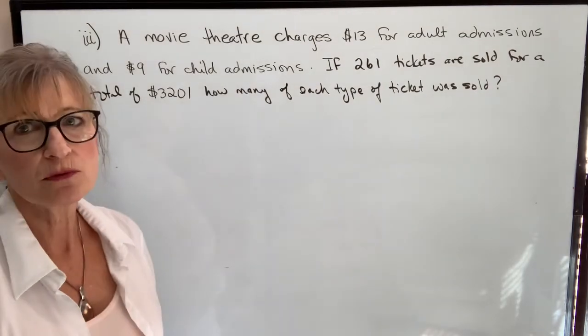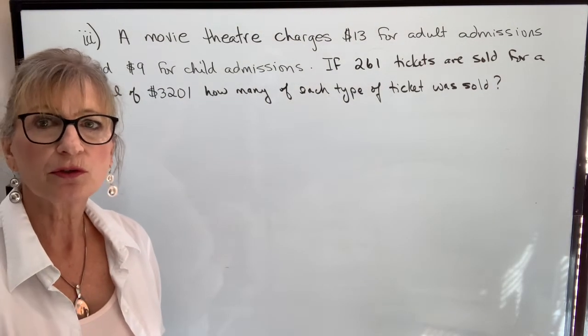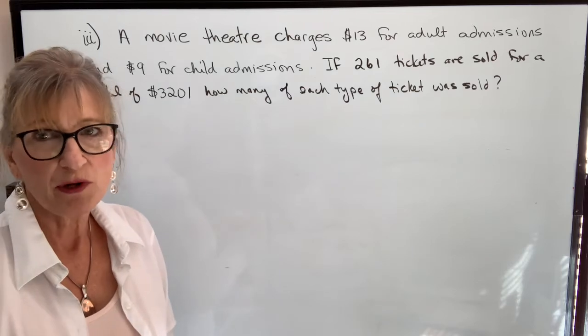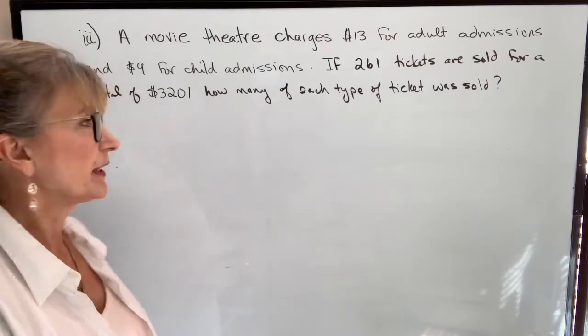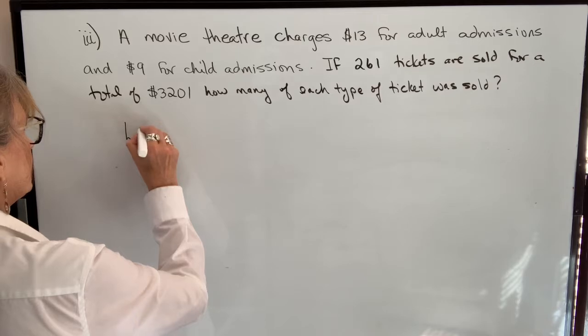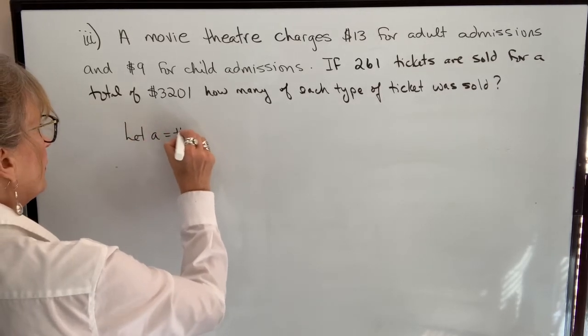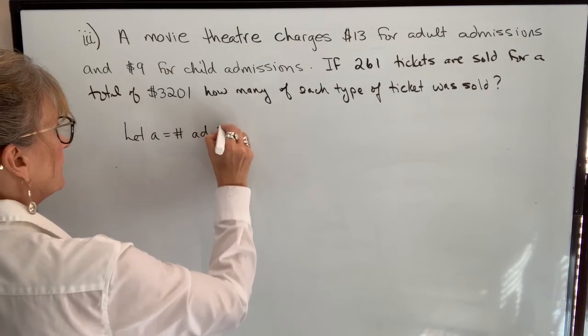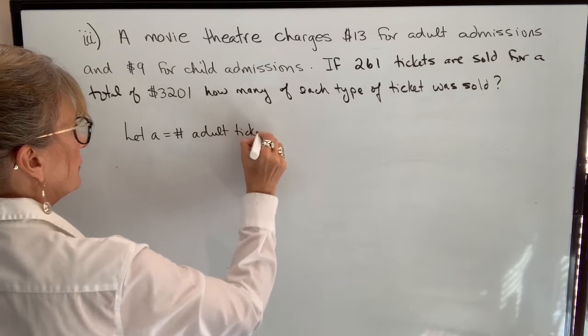Again, we have two unknowns. We don't know how many adult tickets were sold. We don't know how many child tickets were sold. We let our variable represent one of them and it doesn't matter which one. So I'm just going to let A equal the number of adult tickets or admissions.